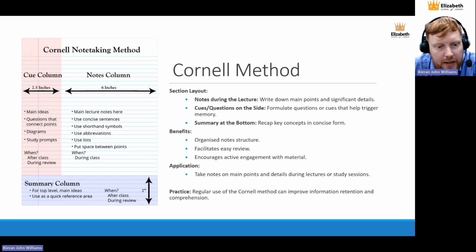So here on the screen, you can see the Cornell method. So maybe pause the video at this point and just take a look at the example on the left before we discuss it in more detail.